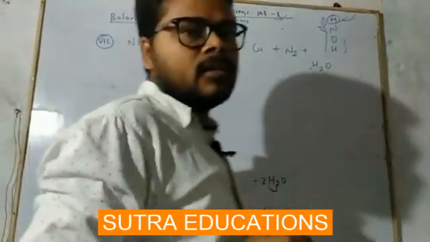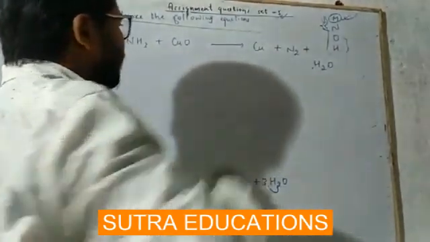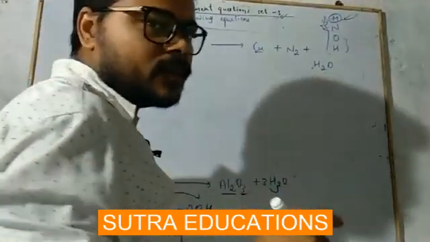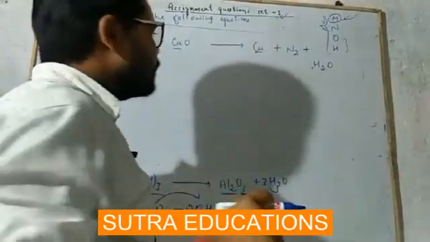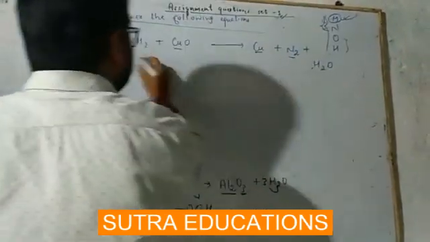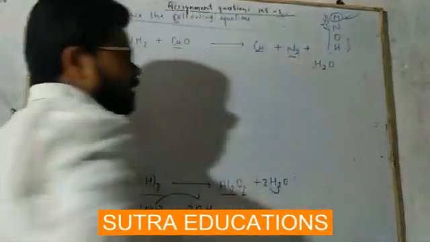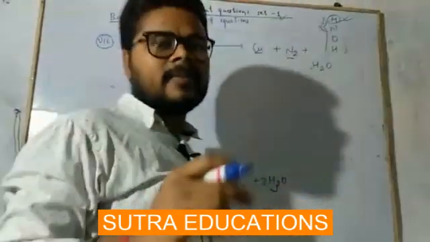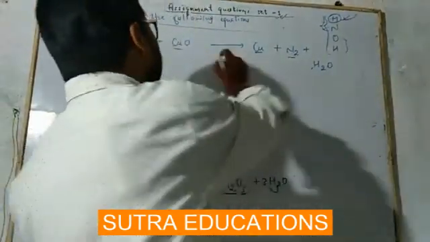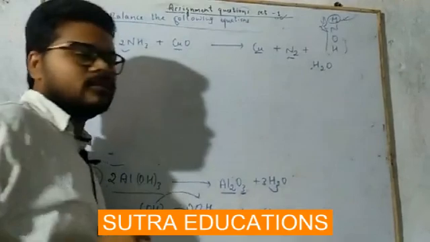Okay, so the same rule we will be following, means at first we have to check for the metal. Metal here is copper, so copper is present 1 on both sides, so metal is already balanced. Then come to the non-metal. Non-metal is nitrogen here 2, and it is 1, so multiply this by 2, so nitrogen is 2 and nitrogen is 2. Just after balancing non-metal you have to go back and check whether the metal is balanced or not. So copper is 1, copper is 1.